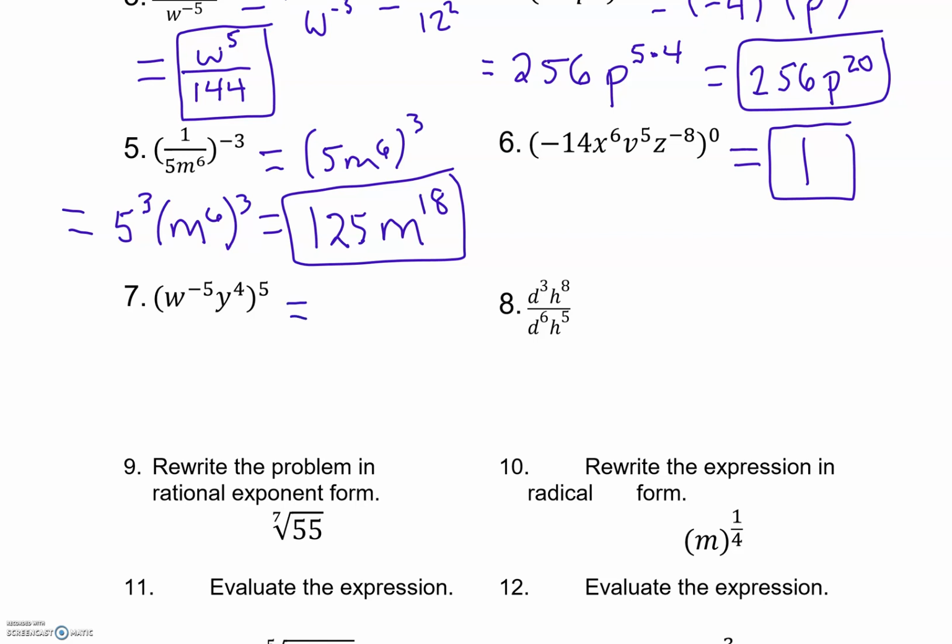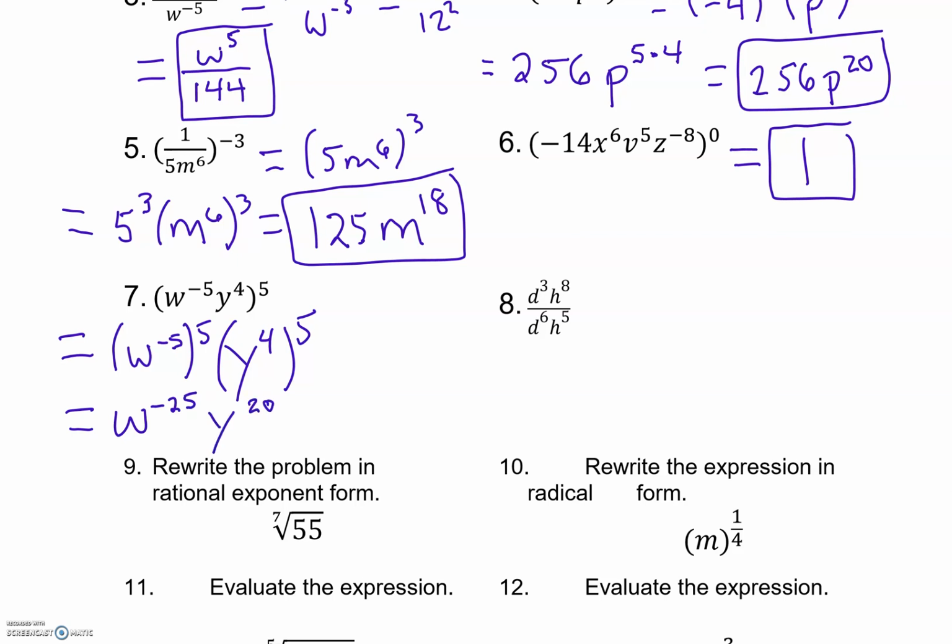Okay, this one, we are going to do a product to a power. So we're going to do w to the negative 5 to the 5th power, y to the 4th to the 5th power. Or if you want, you can skip right to this step, because what's going to happen to those powers? They're going to multiply. Negative 5 times 5 is negative 25. 4 times 5 is 20. Are we done? Nope.